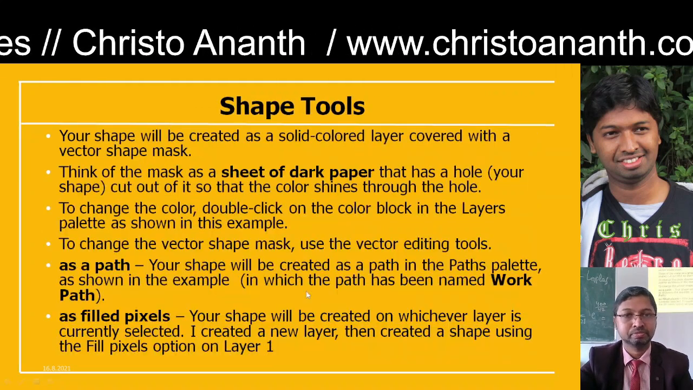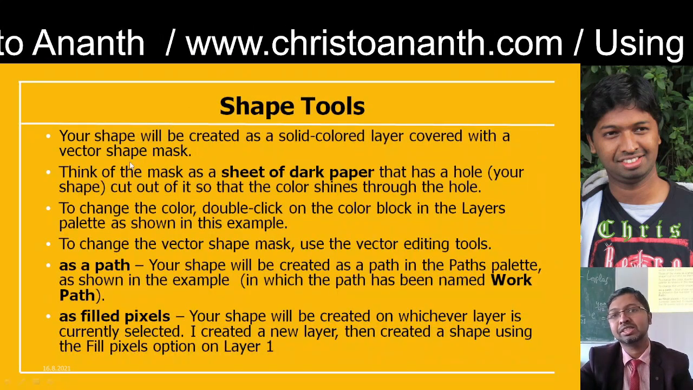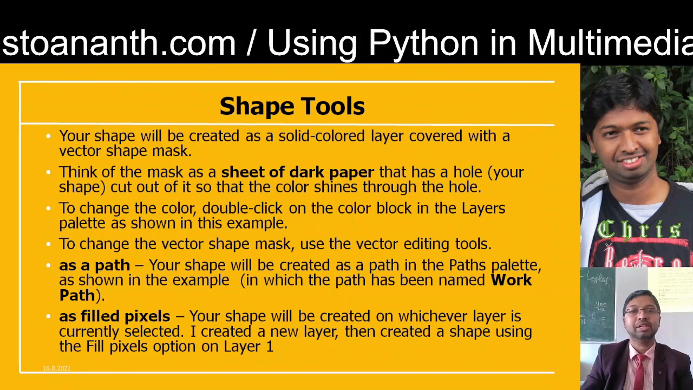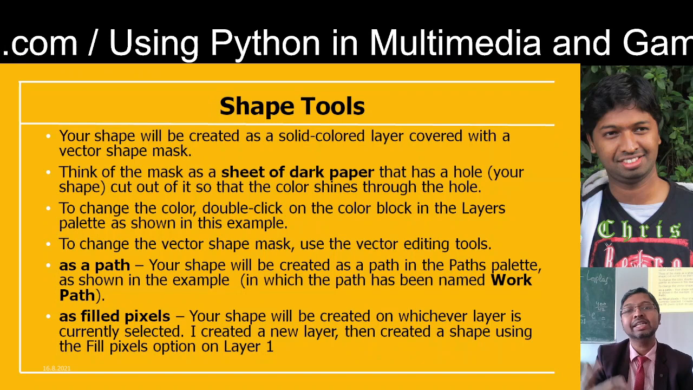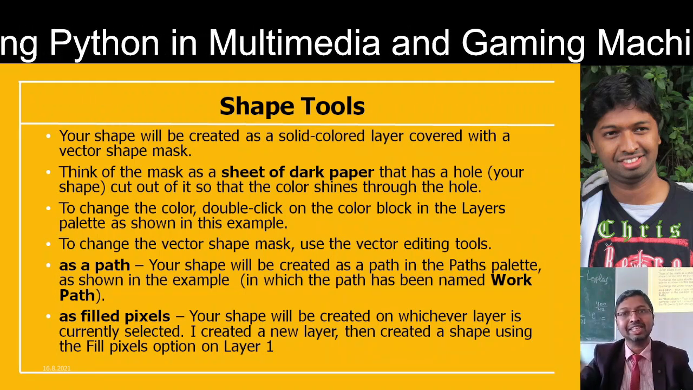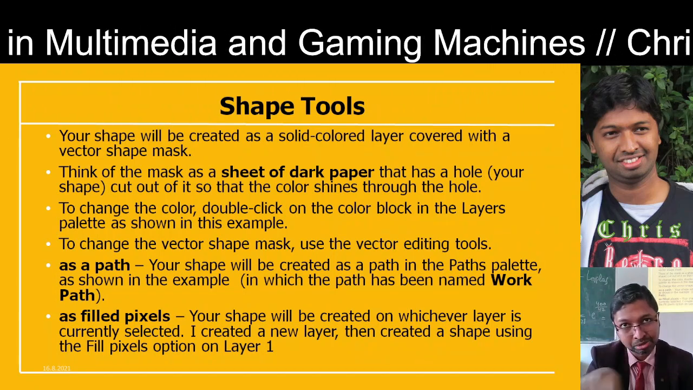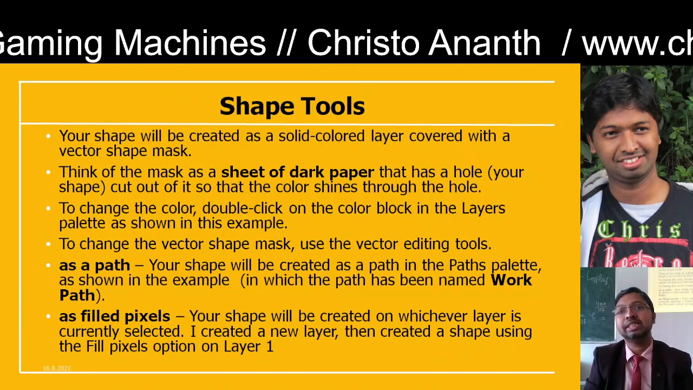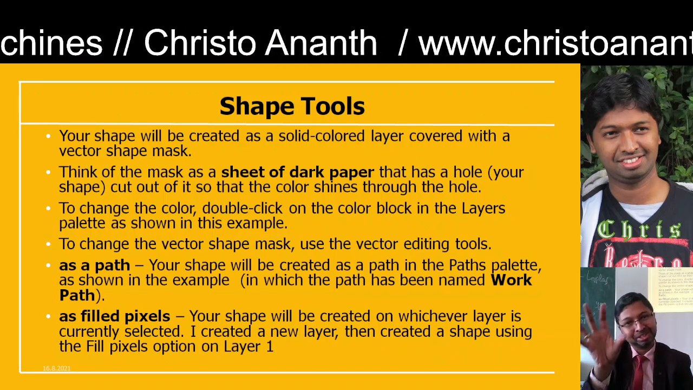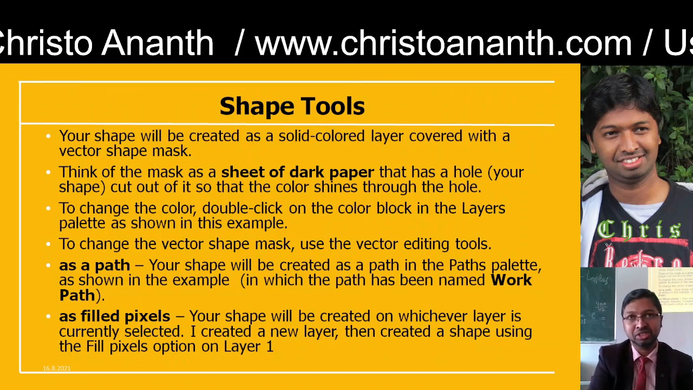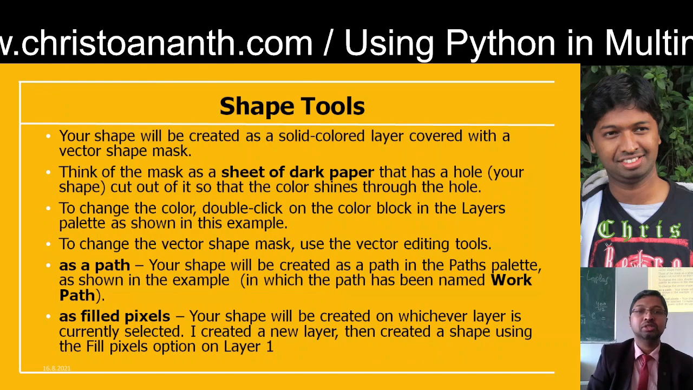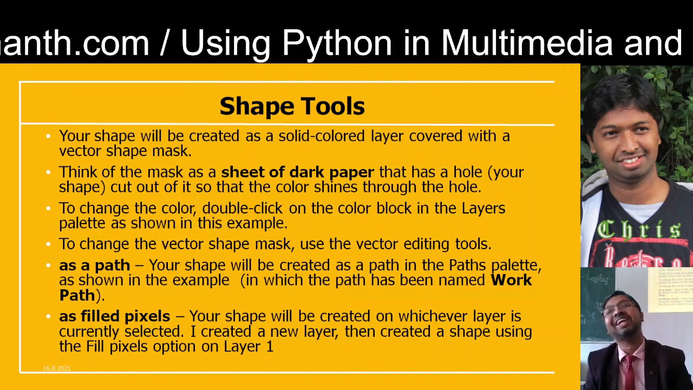Your shape will be created as a solid colored layer covered with a vector shape mask. You can think of the mask as a sheet of dark paper that has a hole cut out of it, and that hole is actually your shape. Your color shines through the hole. In order to change the color, double click on the color block in the layers palette, and to change the vector shape mask, use the vector editing tools.